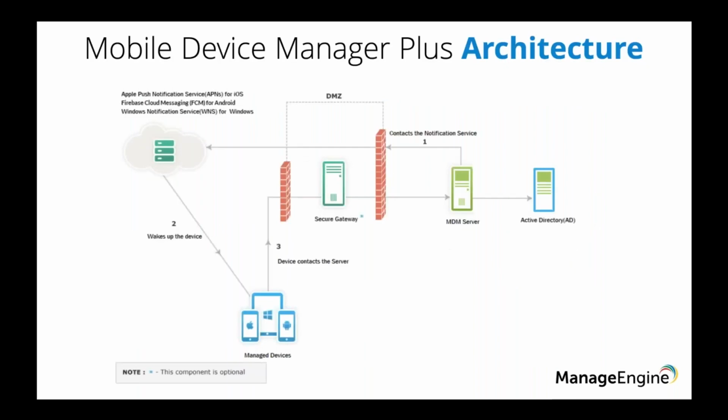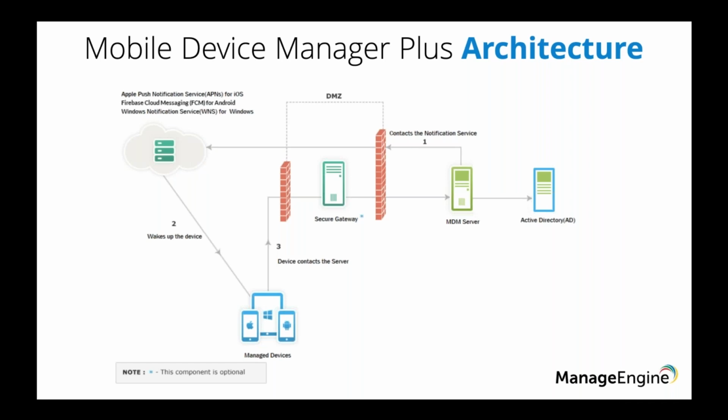And now for the architecture of your Mobile Device Manager Plus product. So here, you would notice there are three main components. One is the MDM server that is provided by us. Two would be your notification services that are provided by the respective OEM vendors like Apple Push Notification Services, or APNS for iOS, Google's Firebase Cloud Messaging Service, or otherwise called FCM, and Windows Notification Services, WNS, for your Windows-based machines. And at last, the third component is the devices that are going to be managed, either BYOD devices or devices that are purchased by you.